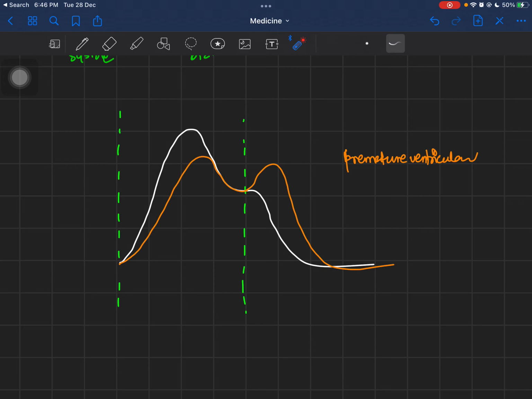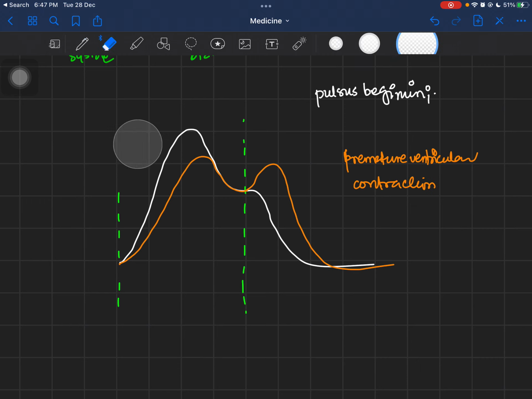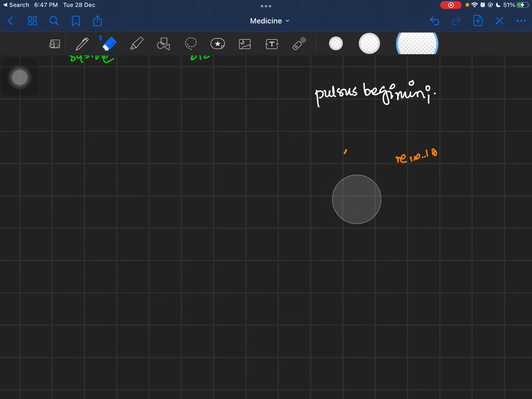And if you have studied ECG, we classify premature ventricular contractions according to bigeminy and trigeminy and things like that. So we use the term bigemini. Why do we use the term bigemini? So this pulse right here is known as pulsus bigemini. So this is pulsus bigemini. Okay, so again this is seen in premature ventricular contraction. Okay, so you understood this also.